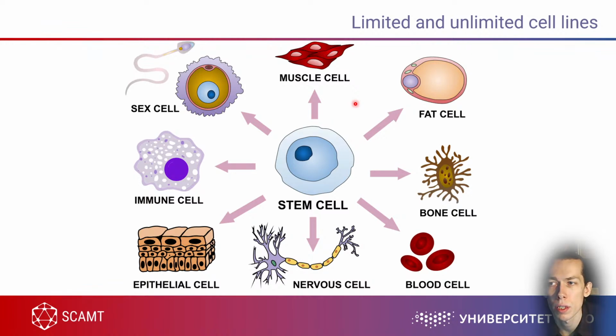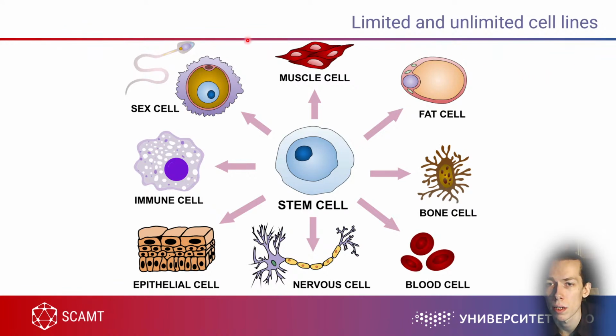Another thing connected with limited and unlimited cell lines is differentiation. We have a lot of different types of cells in our organism which are differentiated, so they have a specific role in our organism. Among these cells are, for example, muscle cells, sperm cells, egg cells, immune cells, different leukocytes, macrophages, nervous cells, blood cells, bone cells, and so on. But all of them can occur from a stem cell. A stem cell is undifferentiated, and all of these are differentiated cells.